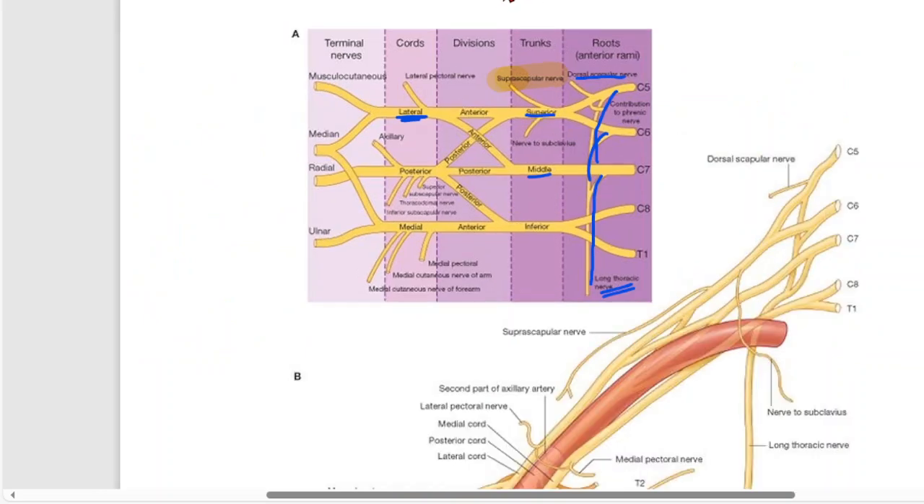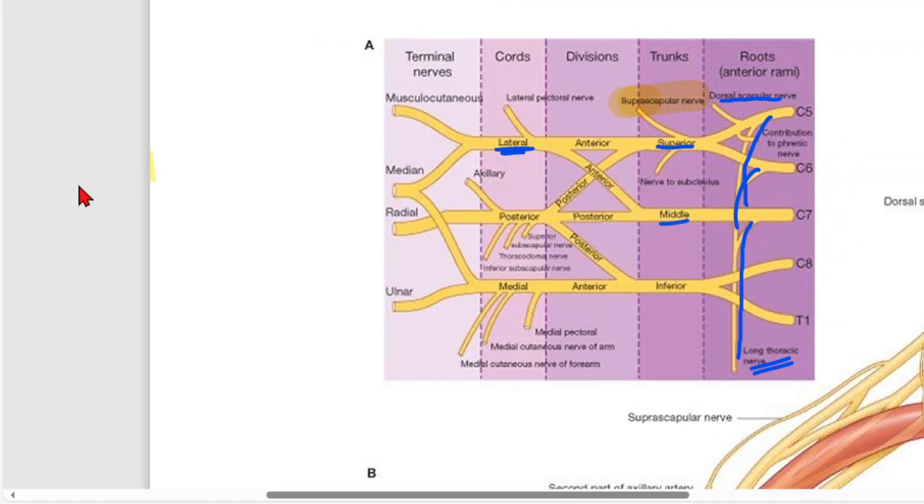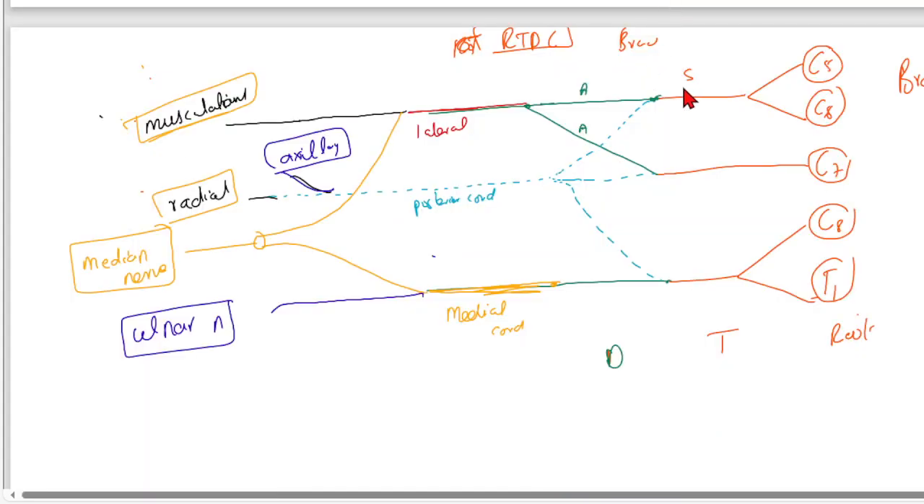So you have to understand here that all these nerves arise from the cord, okay. But now we have to say which nerves arise from the root. From the root, one nerve is called the dorsal scapular nerve, okay. And one is the branch of the phrenic nerve, which arises from the upper root and also from C5, okay.